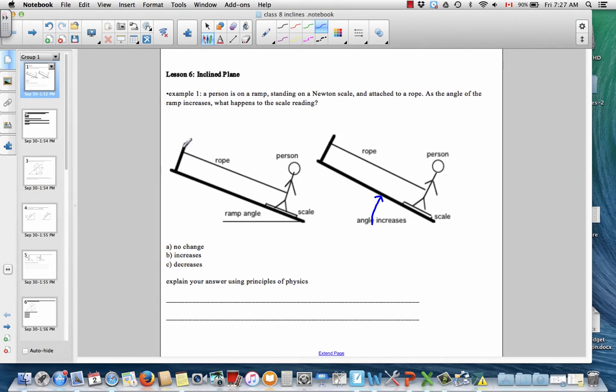Okay, our next lesson here is on the inclined plane. So an inclined plane is just a ramp. Let's imagine that we have a person standing on a ramp on a bathroom scale attached to a rope, and let's imagine that we increase the angle. And the question is, what's going to happen to that scale reading?